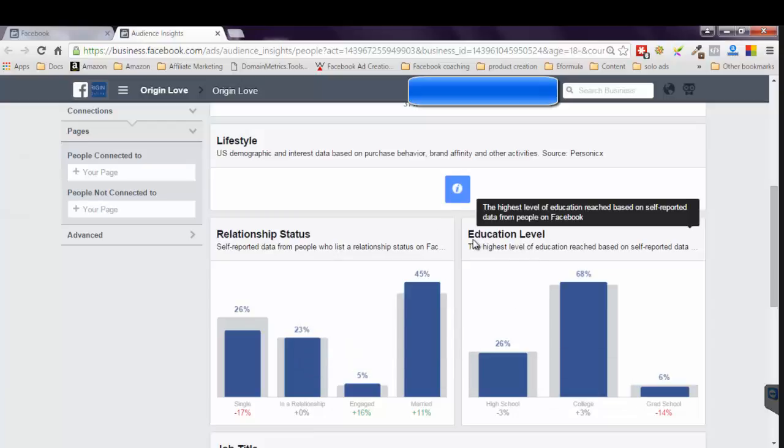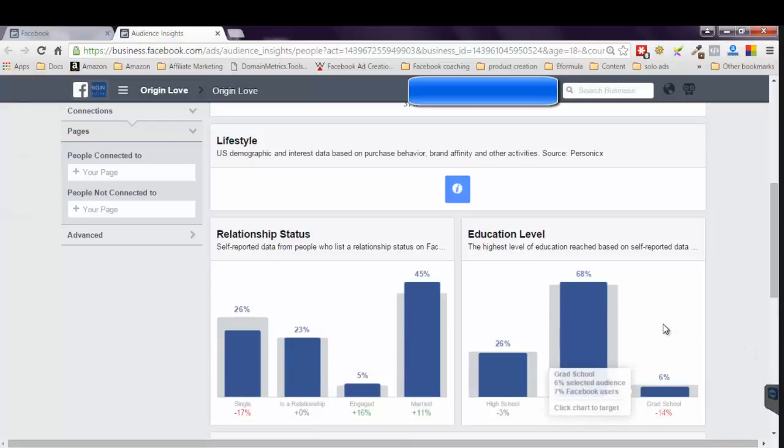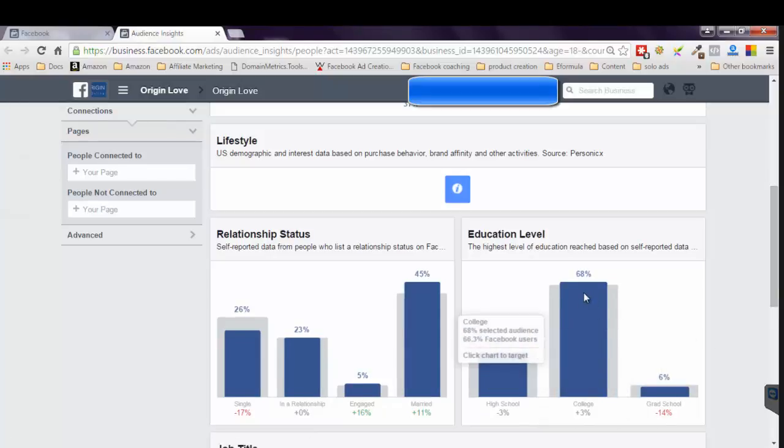Okay, the next one, education level. You have high school, you have college, you have grad school. 68% of this population that likes the interest real estate, 68% of them, the highest education level is college. So again, I will include this in my targeting.